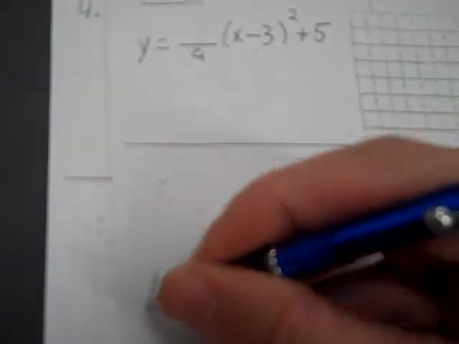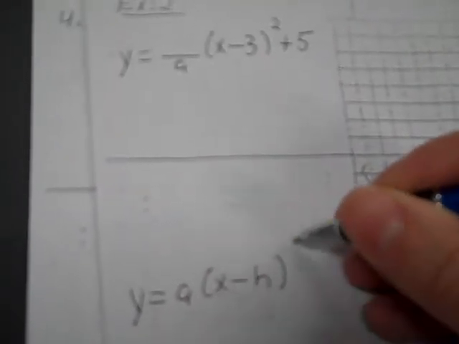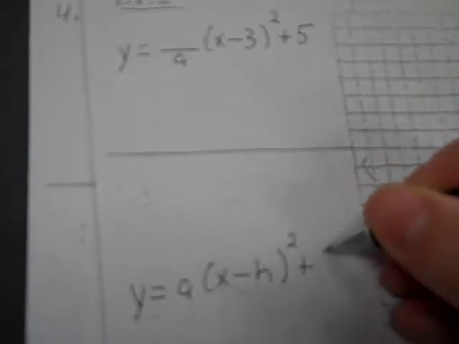So my vertex, I go forward 1, 2, 3, and then up 1, 2, 3, 4, 5. So that 3 right there, we put after the minus. I don't switch that to plus because it's just 3, not negative 3. And then I go 5. Okay, now we got to get the a. So we write y equals a, parentheses, x minus h to the second power plus k.